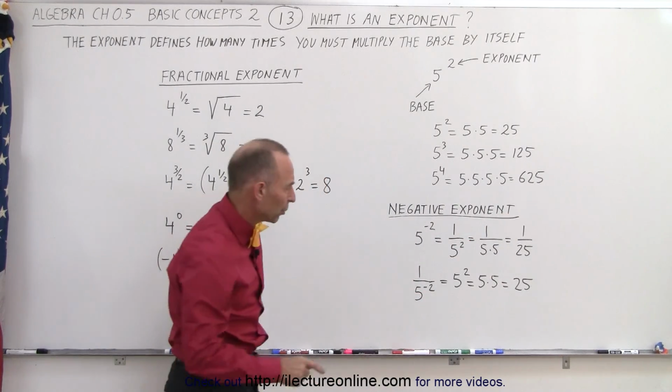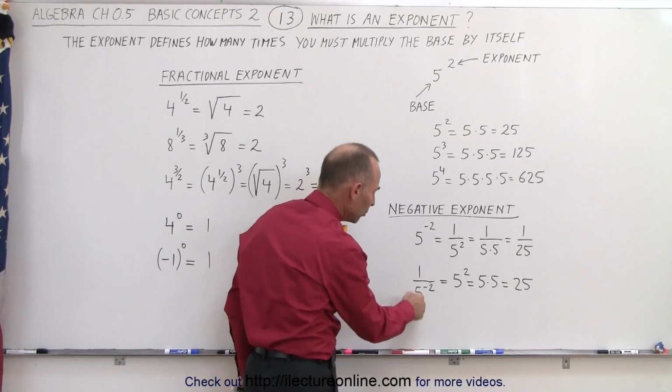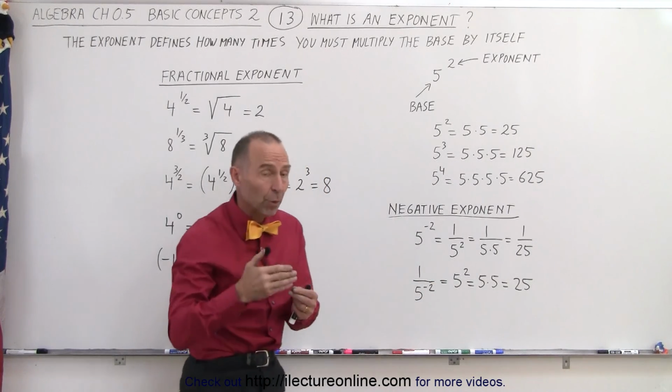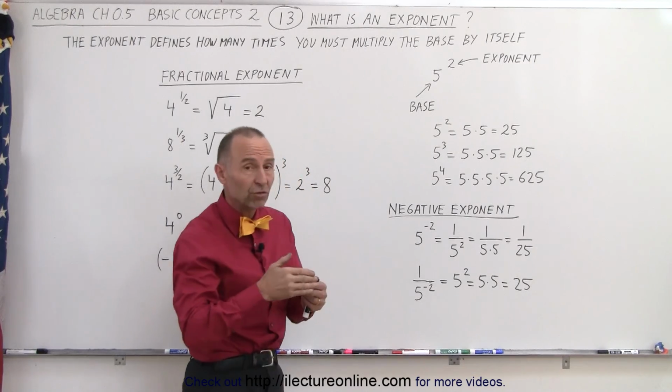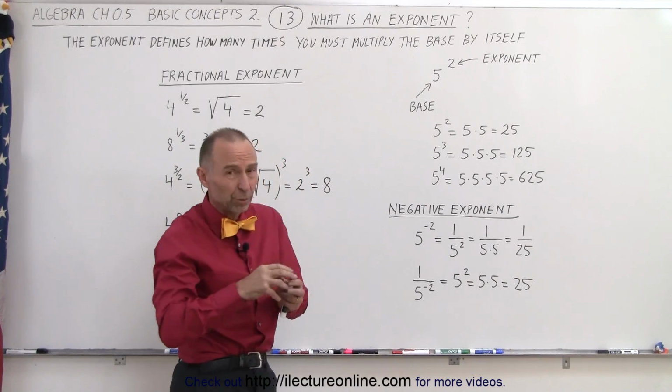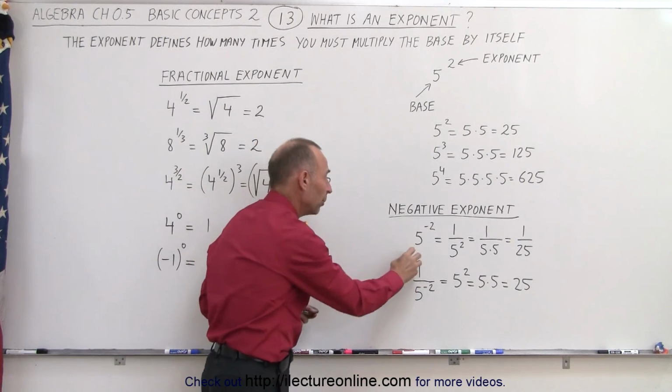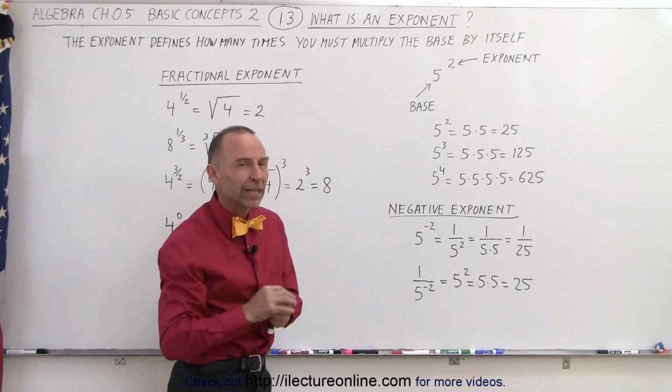And if the negative exponent appears in the denominator, we can move it to the numerator and again change the sign. So if we move the exponent to the denominator, or if we move the exponent to the numerator, it changes the sign of the exponent.